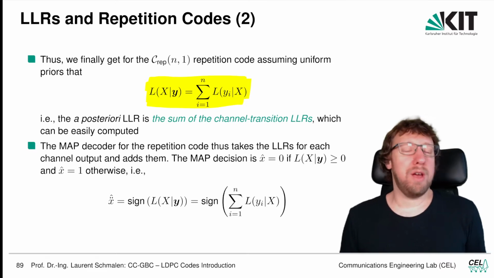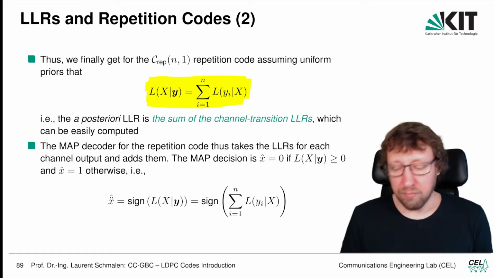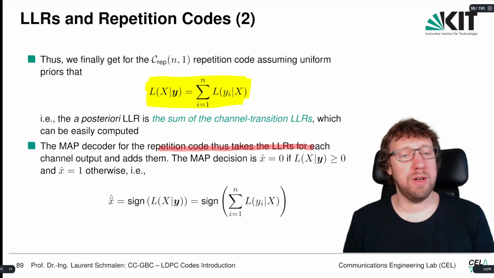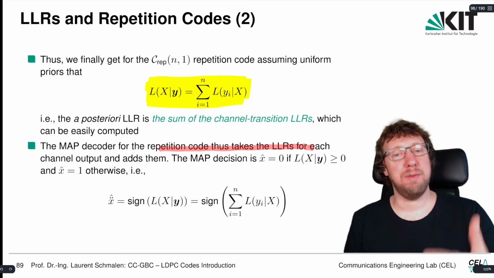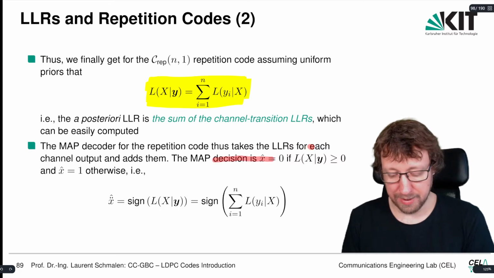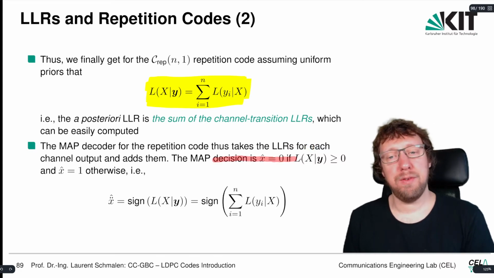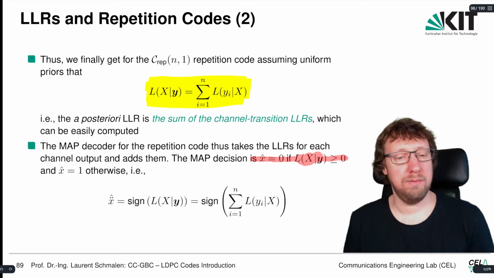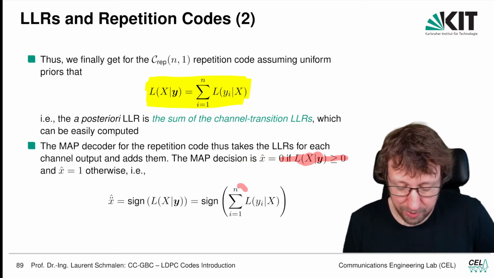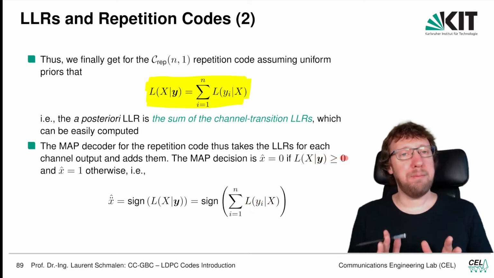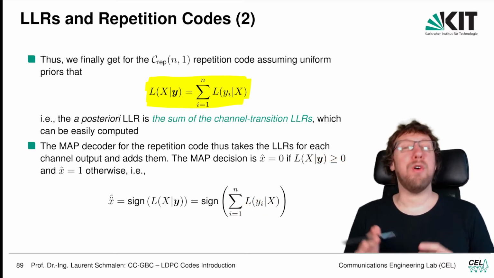So how can we now realize a MAP decoder? A MAP decoder for the repetition code takes the log-likelihood ratios for the channel output and adds them up. And then we make a decision: x hat is equal to 0 if this a posteriori log-likelihood ratio is larger or equal than 0, and x hat equals 1 otherwise. Essentially, we calculate the sign of the sum of the channel transition log-likelihood ratios. This is the MAP decoder for any channel.